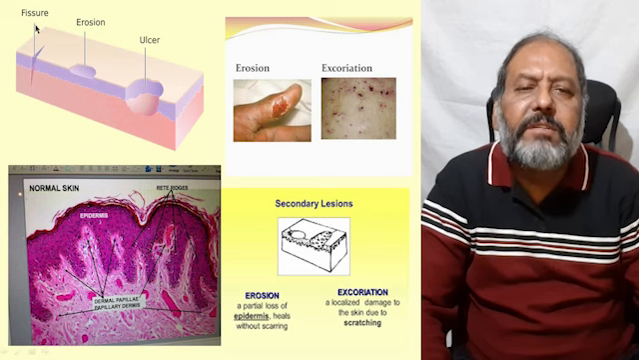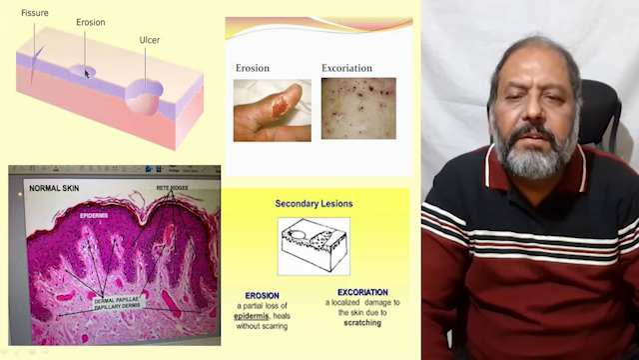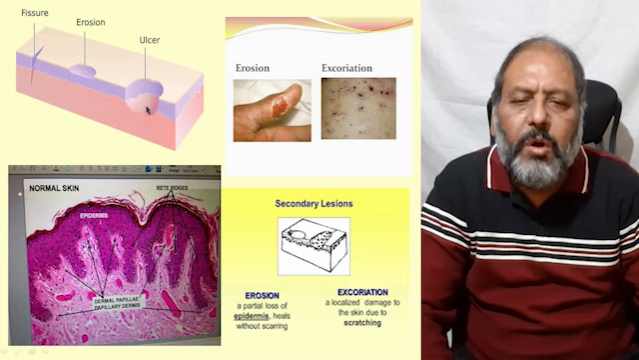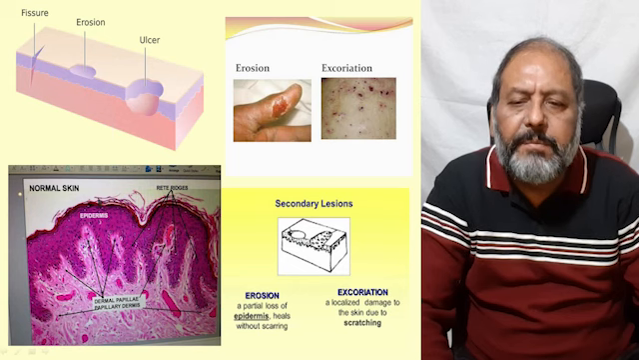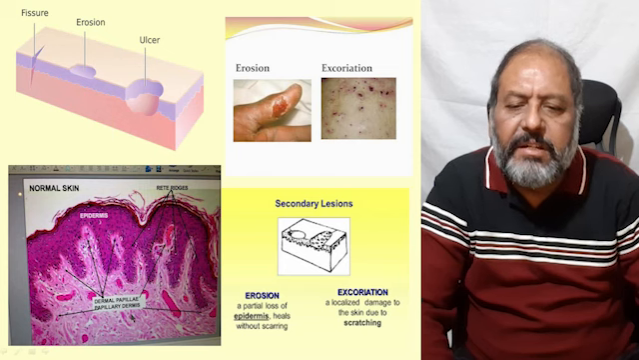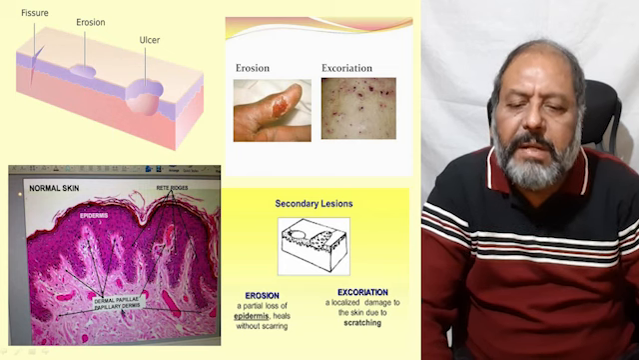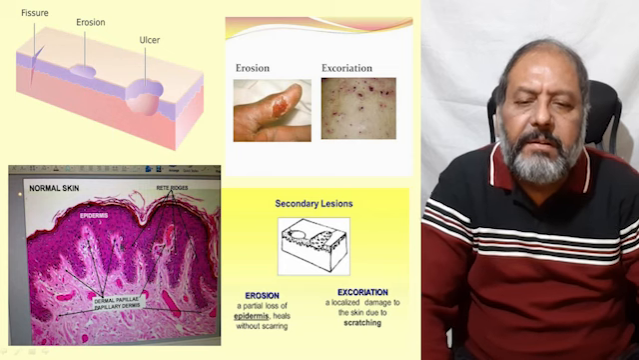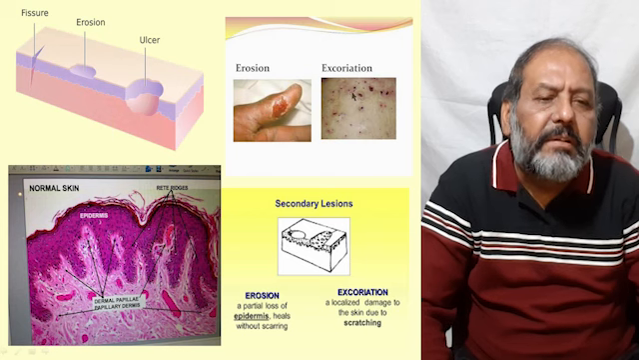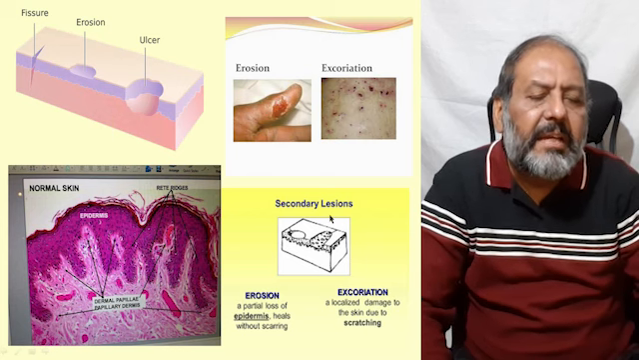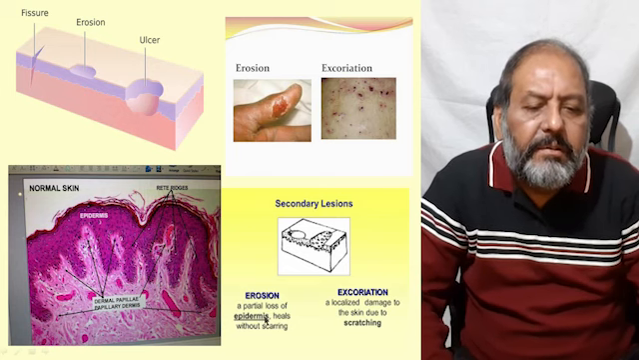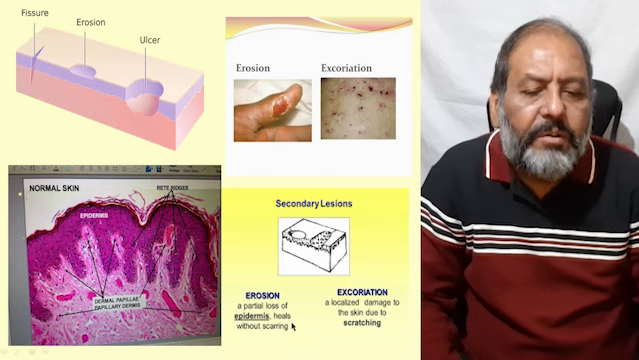Here one can see the fissure and the erosion in the superficial layers, and the ulcer, which involves the deeper layers and also the lamina propria. Here one can see the epidermis, and here the dermis, where the dermal papillae project inside the epidermis. Here one can see the erosion, and here there is excoriation, a secondary lesion. Erosion is a partial loss of the epidermis.